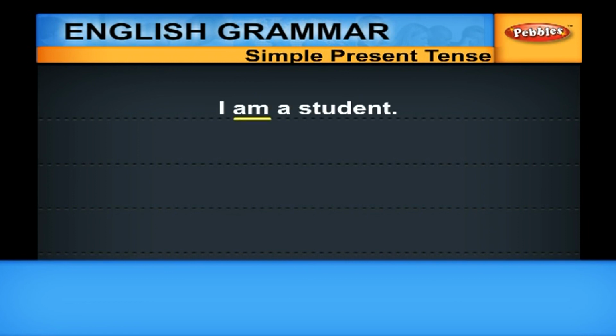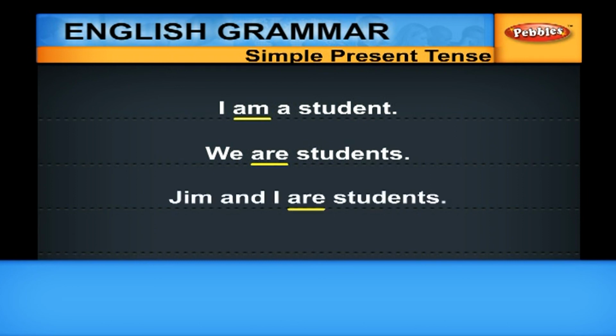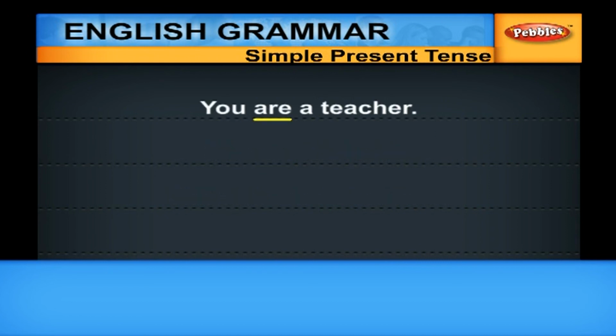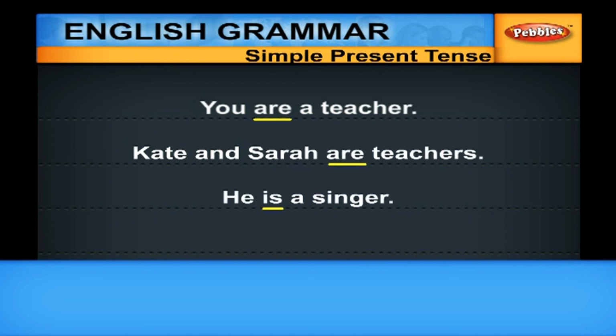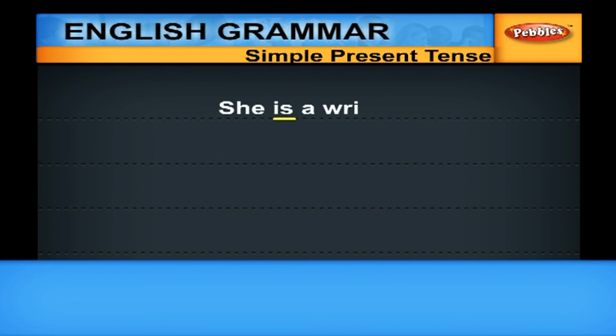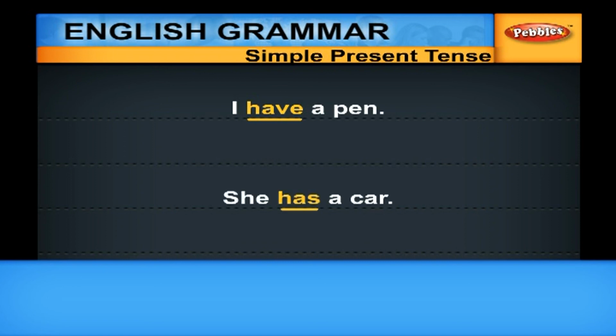I am a student. We are students. Or Jim and I are students. You are a teacher. Or Kate and Sarah are teachers. He is a singer, or Tom is a singer. She is a writer, or Amanda is a writer. It is a dog. They are cats. Similarly, we can say, I have a pen. She has a car. Here, you are using an auxiliary verb as a main verb.